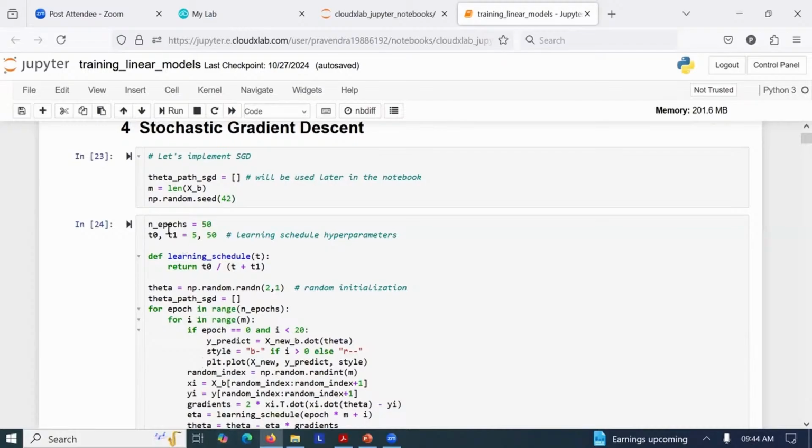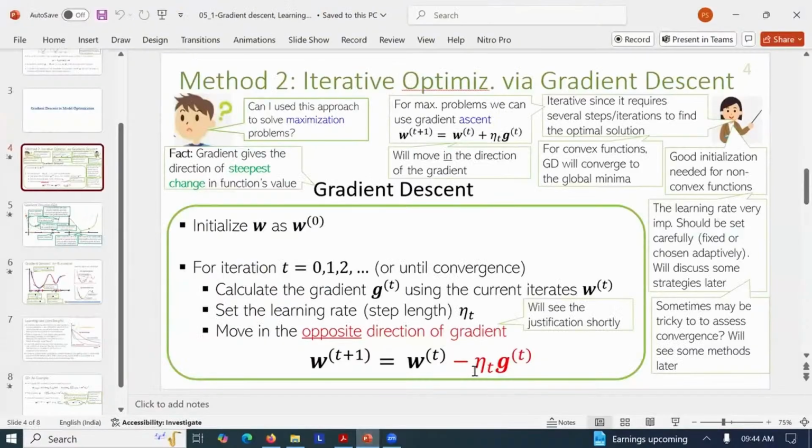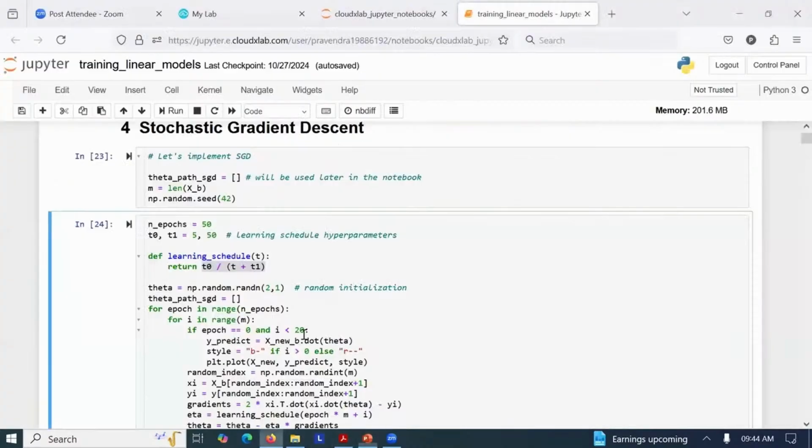Okay. So here the number of epochs we are taking is 50, and T0, T1 values are 5 and 50. If you put any t value here, it will give you some value, right? And that value we are taking as the learning rate eta t. So to get eta t for any iteration t, we are using the scheduler, right?